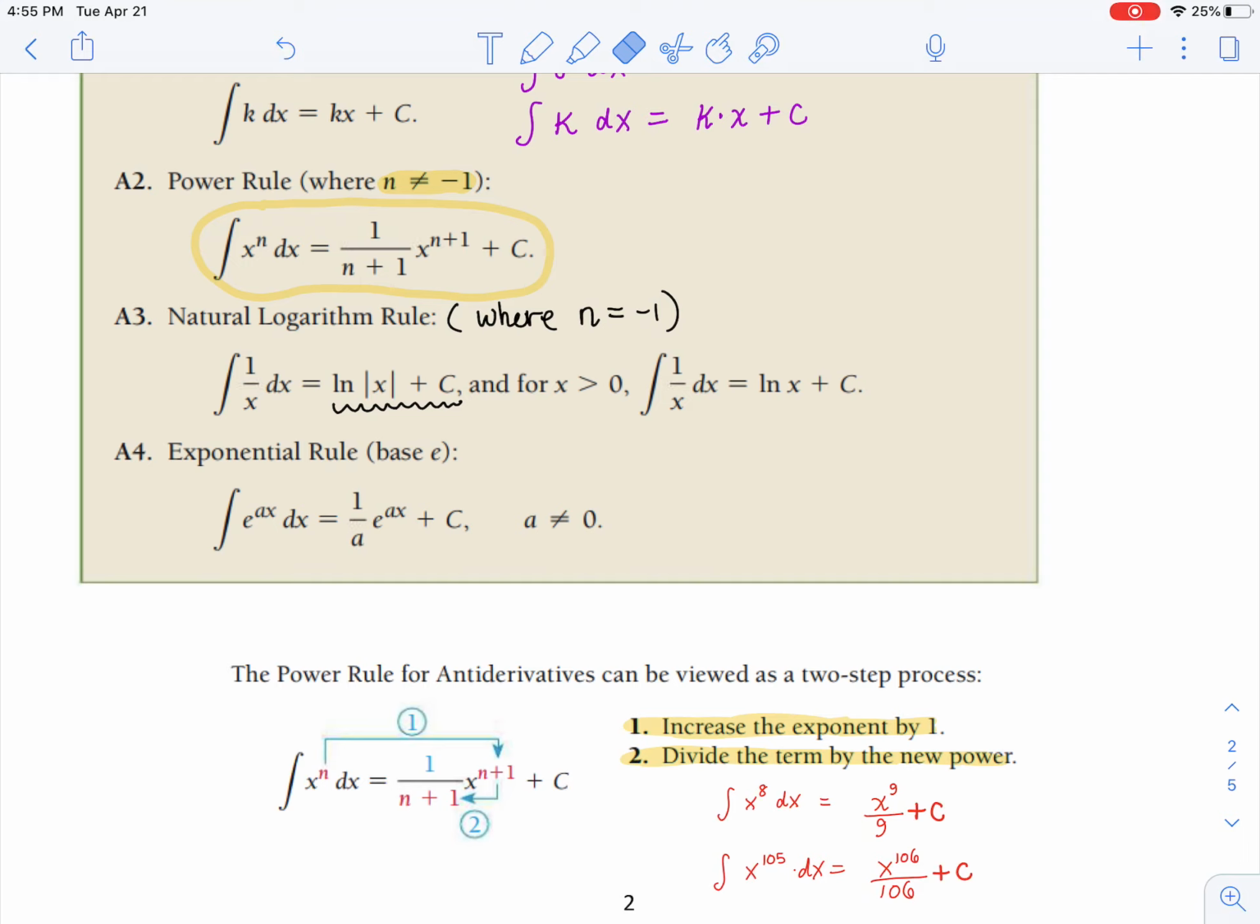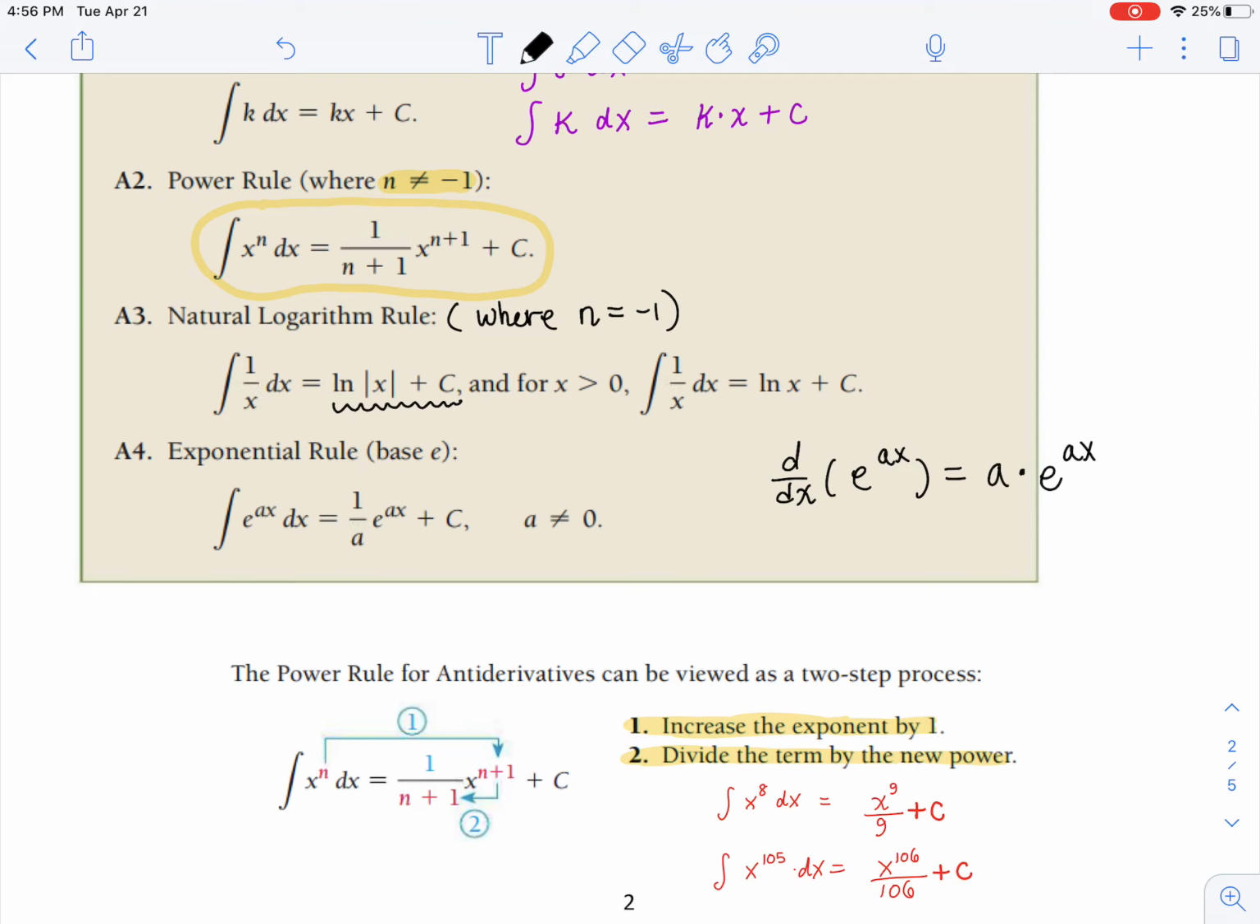And the next part, I guess you can keep that in your notes. If you're restricting the domain to be strictly greater than 0, then you can get rid of the absolute value signs. But very often you'll see the left expression, the left rule. All right, let's do the last rule, the exponential rule, base e. Now here's what you know. You do know that the derivative of e to the ax is equal to what? A times e to the ax, right?